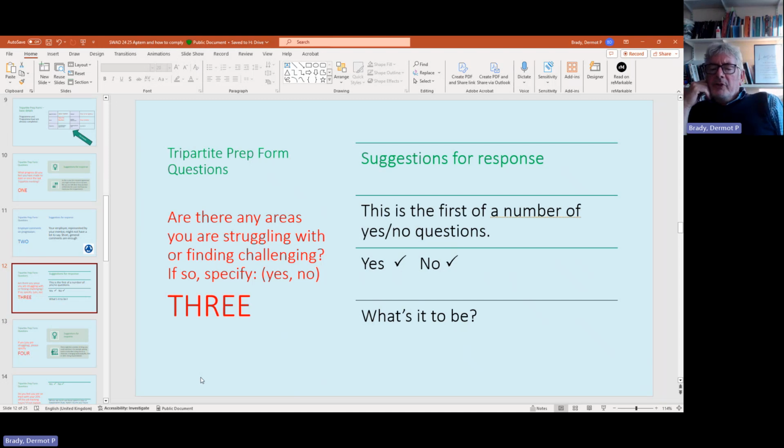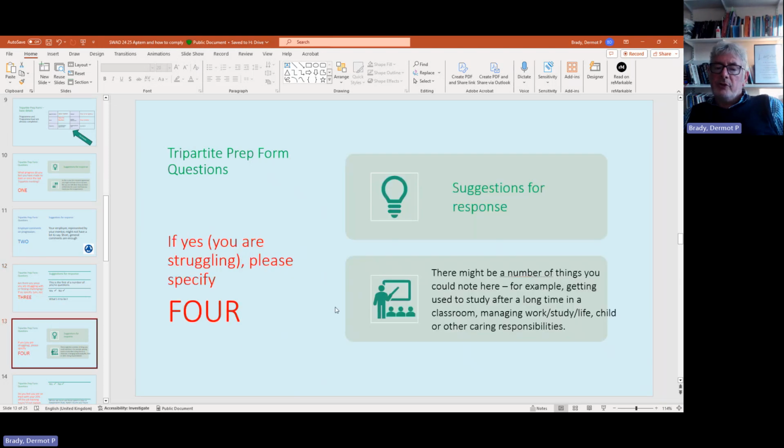Then we move on to the third question, which is about, are you struggling with anything? Is there anything you need to kind of talk about? First of all, you get a little yes or no option. Tick one of those little boxes, and then it moves on to the next question. If you are struggling, please specify.